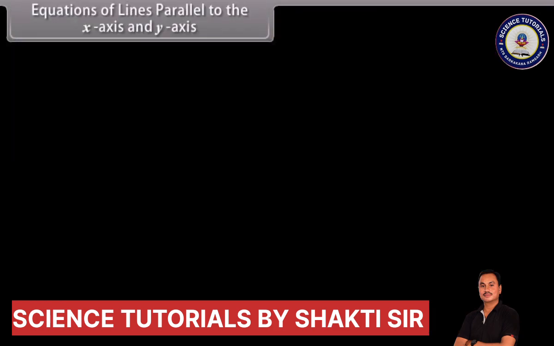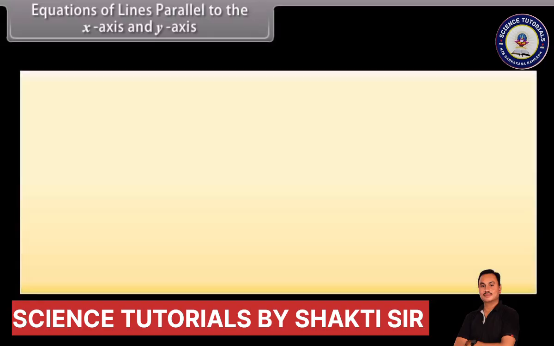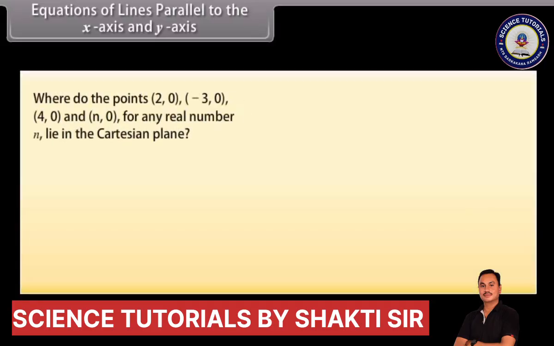Equations of lines parallel to the x-axis and y-axis. Answer one question now. Where do the points (2, 0), (-3, 0), (4, 0), and (n, 0) for any real number n lie in the Cartesian plane?